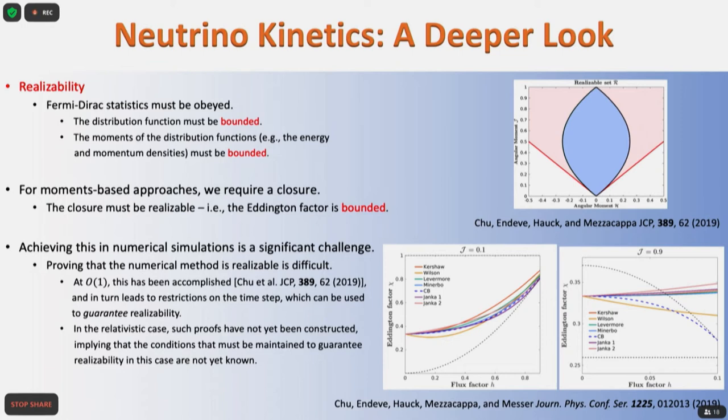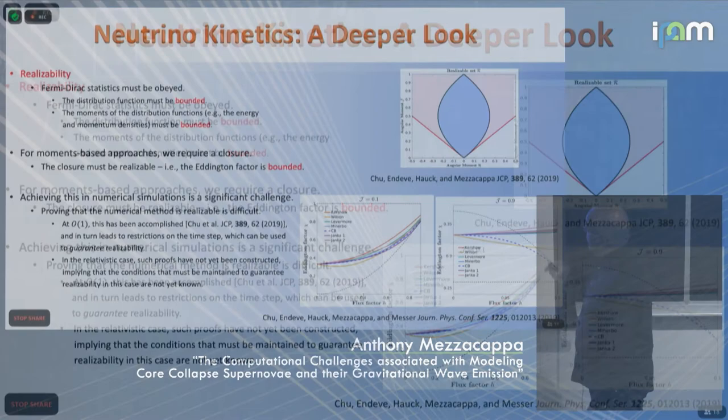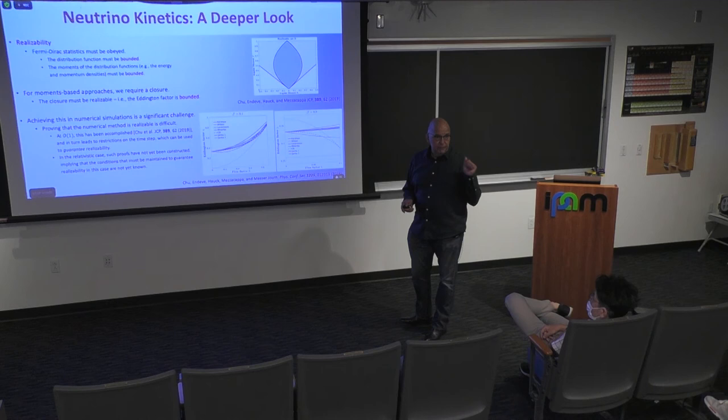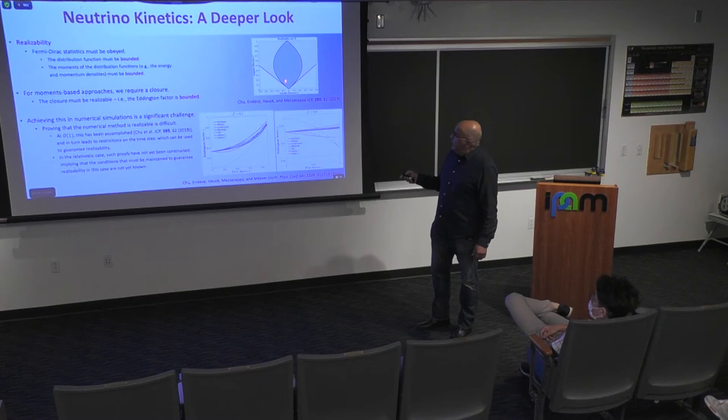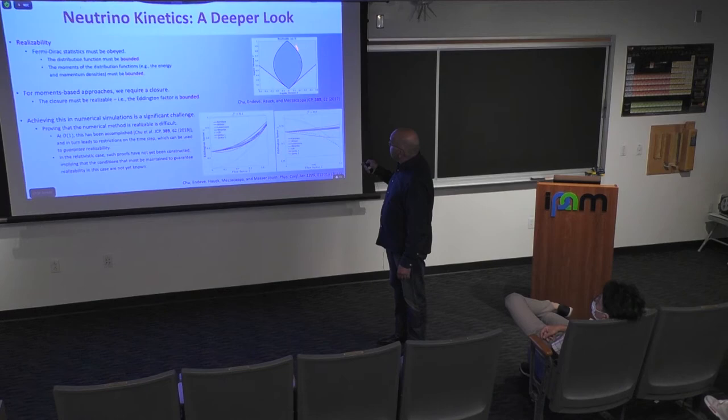So at low occupancies, the realizable domain, that is, within this domain, you're physical. Outside of this domain, you've broken Fermi-Dirac statistics. At low occupancies, you expect to follow the trend of Maxwell-Boltzmann statistics. But at high occupancies, Fermi-Dirac statistics constrains the flux to be zero and the number density to be one, absolutely normalized. So it's a much more complex and restrictive domain.